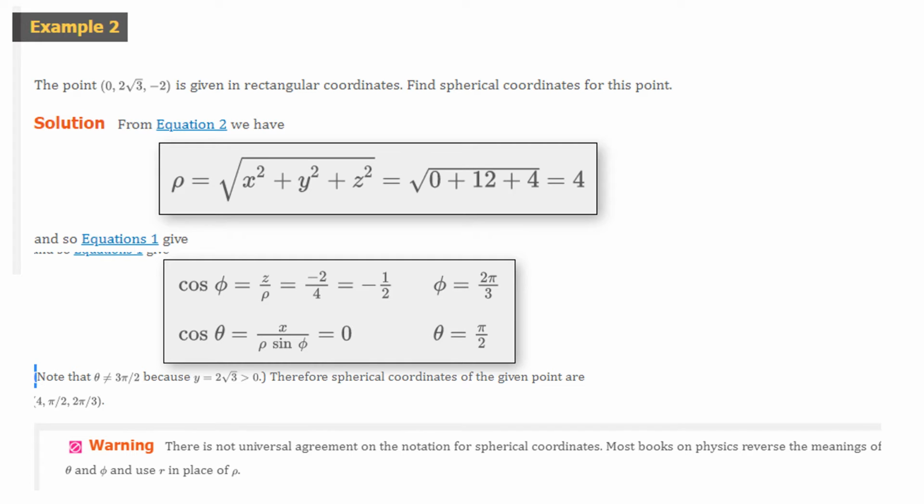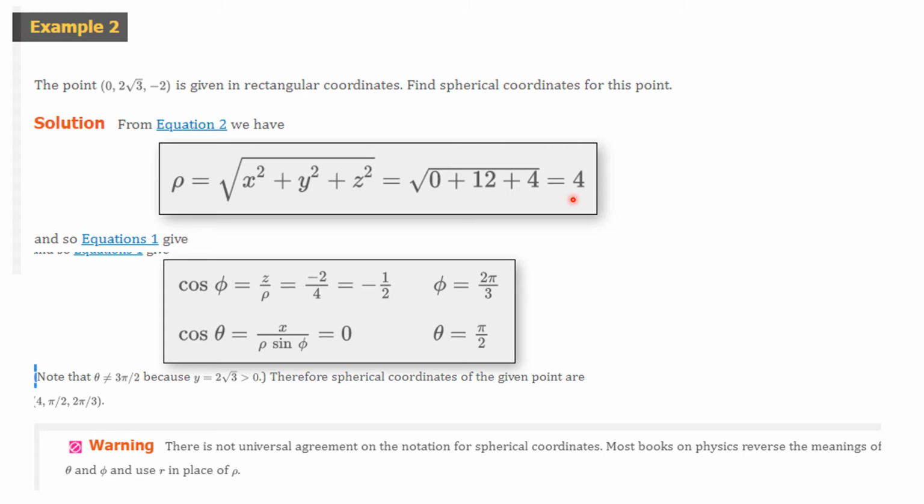Okay, so we're starting with those points in rectangular coordinates. First thing probably to do is to find rho. So rho is going to be the square root of the sum of the squares of the x, y, and z coordinates. I square each of those. And when you square 2 square root of 3, of course, you get 12 plus 4, and that is the square root of 16, which is 4. Now we have to go after the angles.